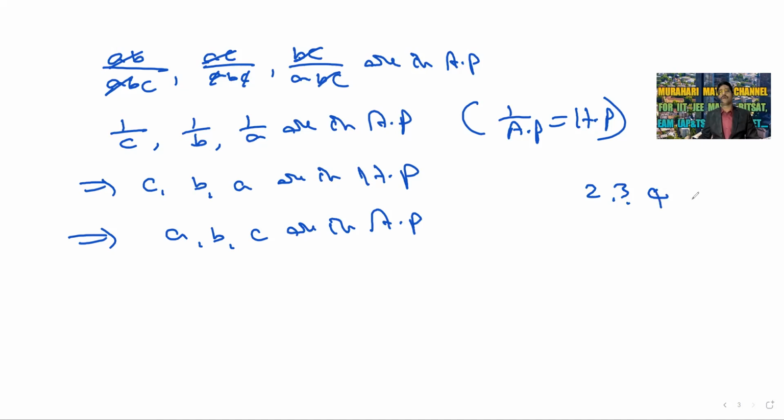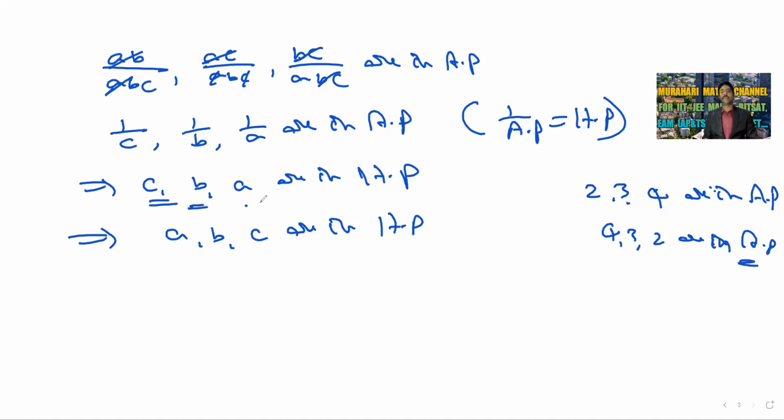2, 3, 4 are in AP. 4, 3, 2 also are in AP. Okay. So C, B, A are in HP. The reciprocal of an AP is an HP. That implies A, B, C also are in harmonic progression.